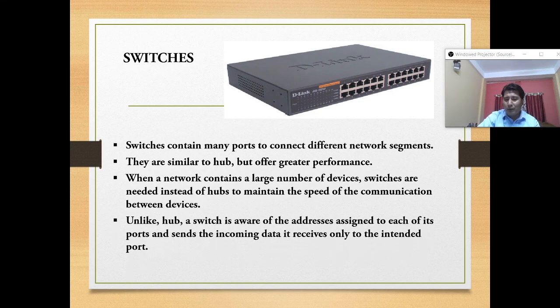Now what happens in the hub is that whatever data it receives, it will just distribute the same data to different devices. But what happens in switches is, each and every port is assigned an address, so they know which data to send to which port. So unlike the hub, a switch is aware of the address assigned to each of its ports, and whatever data comes in, it will send it only to the intended port. Intended port means the port that is assigned a particular address.